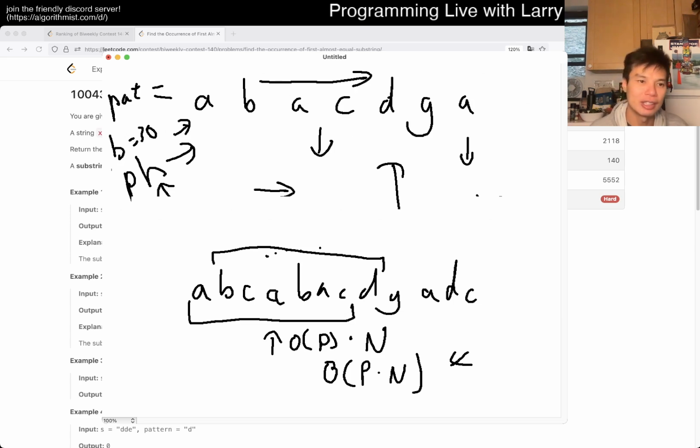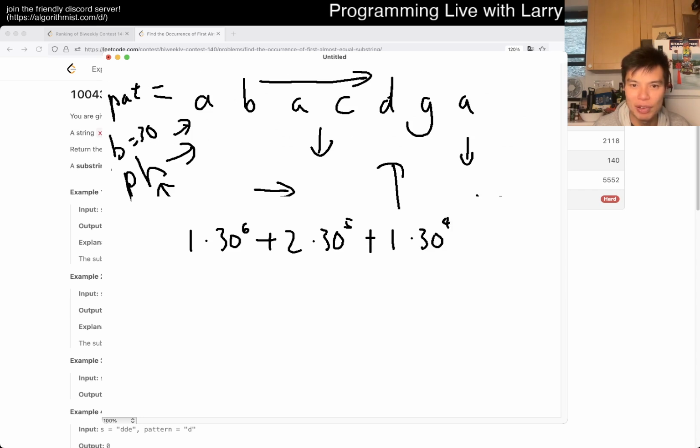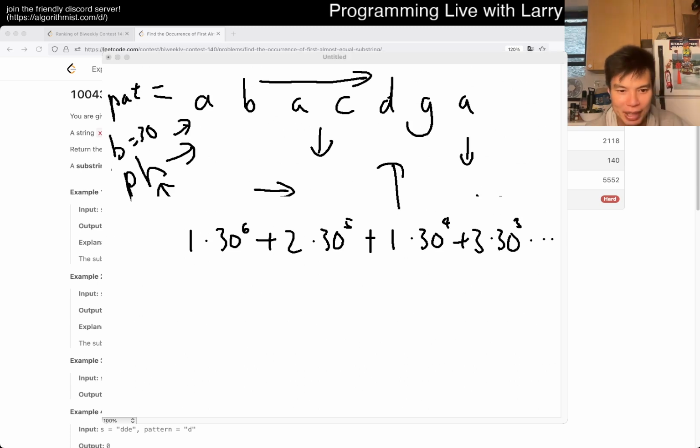So how did I do it? The way that I end up doing it is by looking at the formulas. Let's write it out a little bit real quick. So maybe we have 1 times 30 to the 6th in this case, plus 2 times 30 to the 5th, plus 1 times 30 to the 4th, plus 3 times 30 to the 3rd, and so on. I'm just going to write that out because I ran out of space.